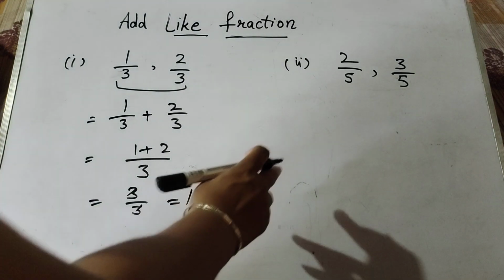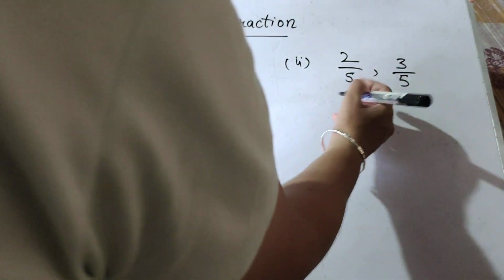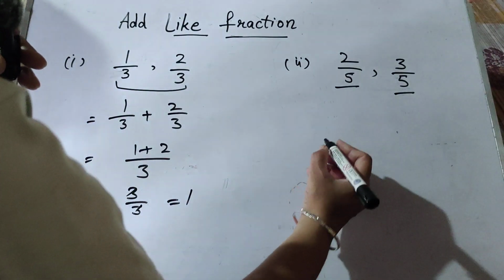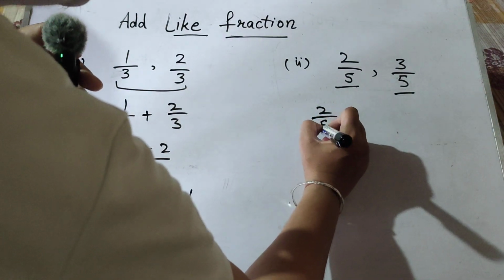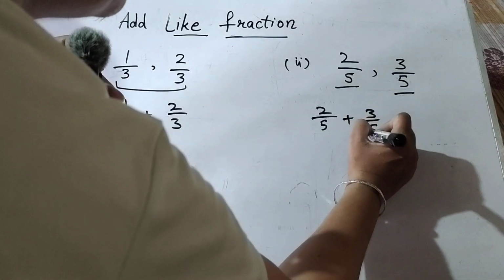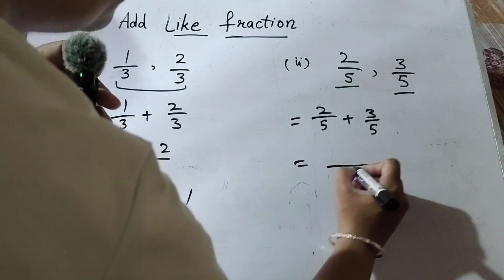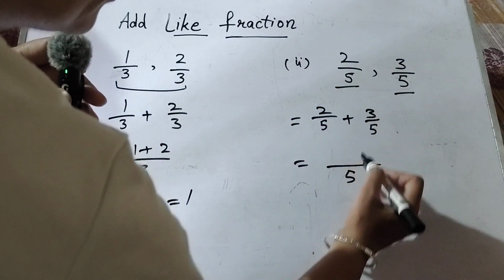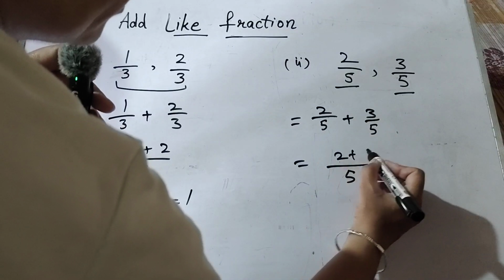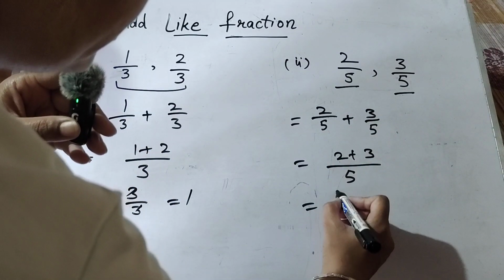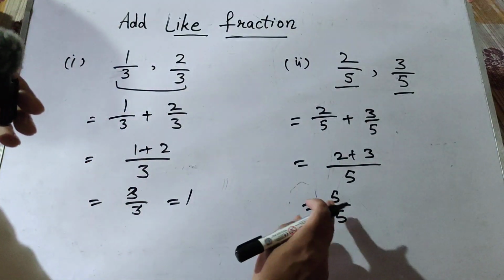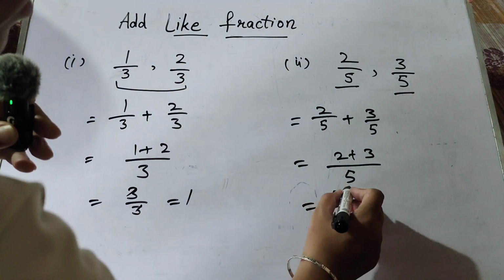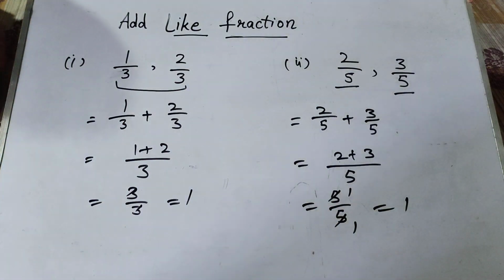Now we move to another question, 2 over 5 and 3 over 5. Again both are like fractions. So 2 over 5 plus 3 over 5 is equal to, the denominator is 5, we add the numerators, 2 plus 3, which is 5 over 5. Again both are cancelled on the table of 5. 5 ones are 5, 5 ones are 5. It is equal to 1.